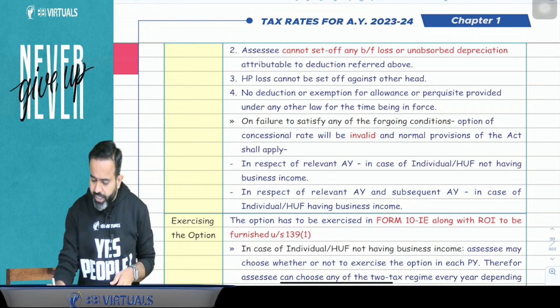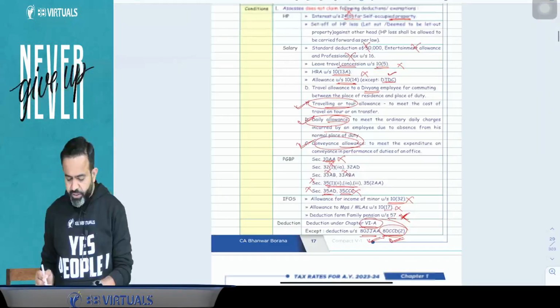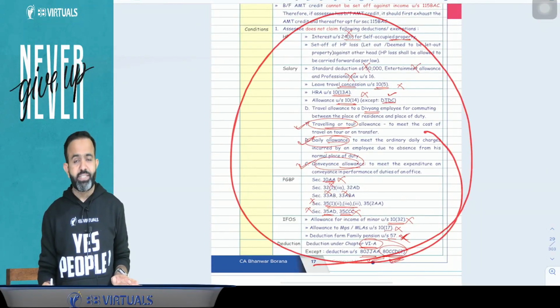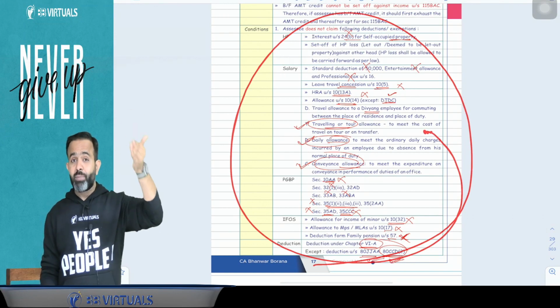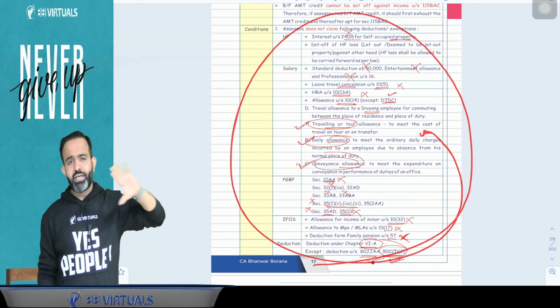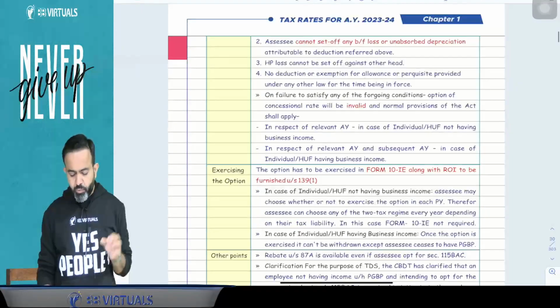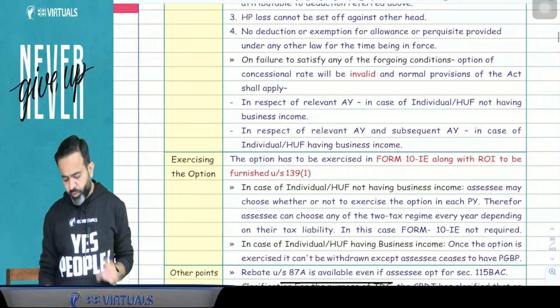Now guys, if there are any brought forward losses or unabsorbed depreciation due to this section, that brought forward loss or unabsorbed depreciation is not allowed to be set off and carried forward. You got my point or not? Yes. Now one more point.